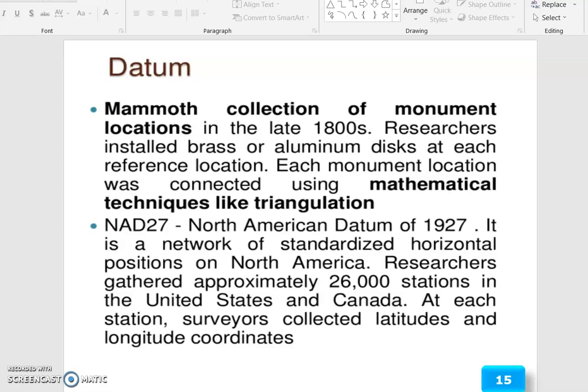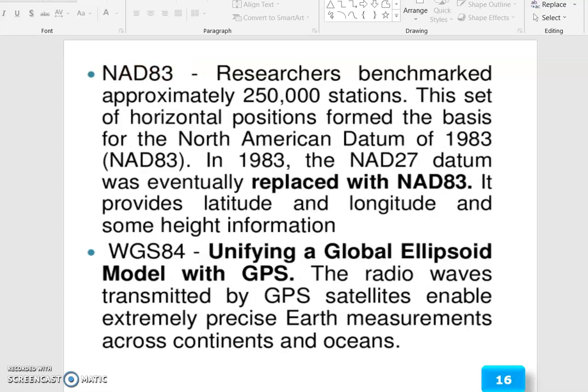NAD27, the North American Datum of 1927, is a network of standardized horizontal positions in North America. Researchers gathered approximately 26,000 stations in the United States and Canada. At each station, surveyors collected latitude and longitude coordinates. The NAD83 researchers benchmarked approximately 250,000 stations. This set of horizontal positions formed the basis for the North American Datum of 1983, NAD83. In 1983, the NAD27 datum was eventually replaced with NAD83.